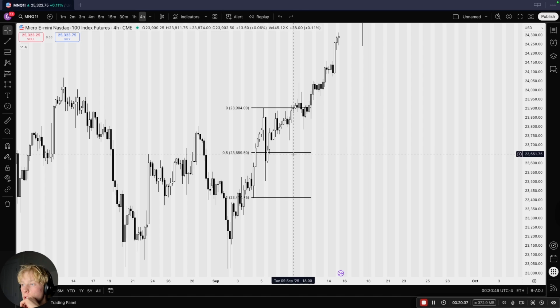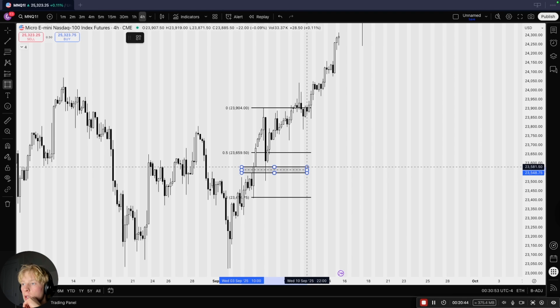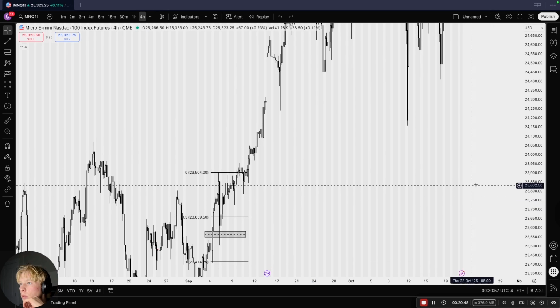And that's a beautiful example right here. You see it come down into the discounted range. You see it fill this fair value gap lying down here. You see it respect it, and then it pushes higher. And that's exactly what you want to see. So beautiful.